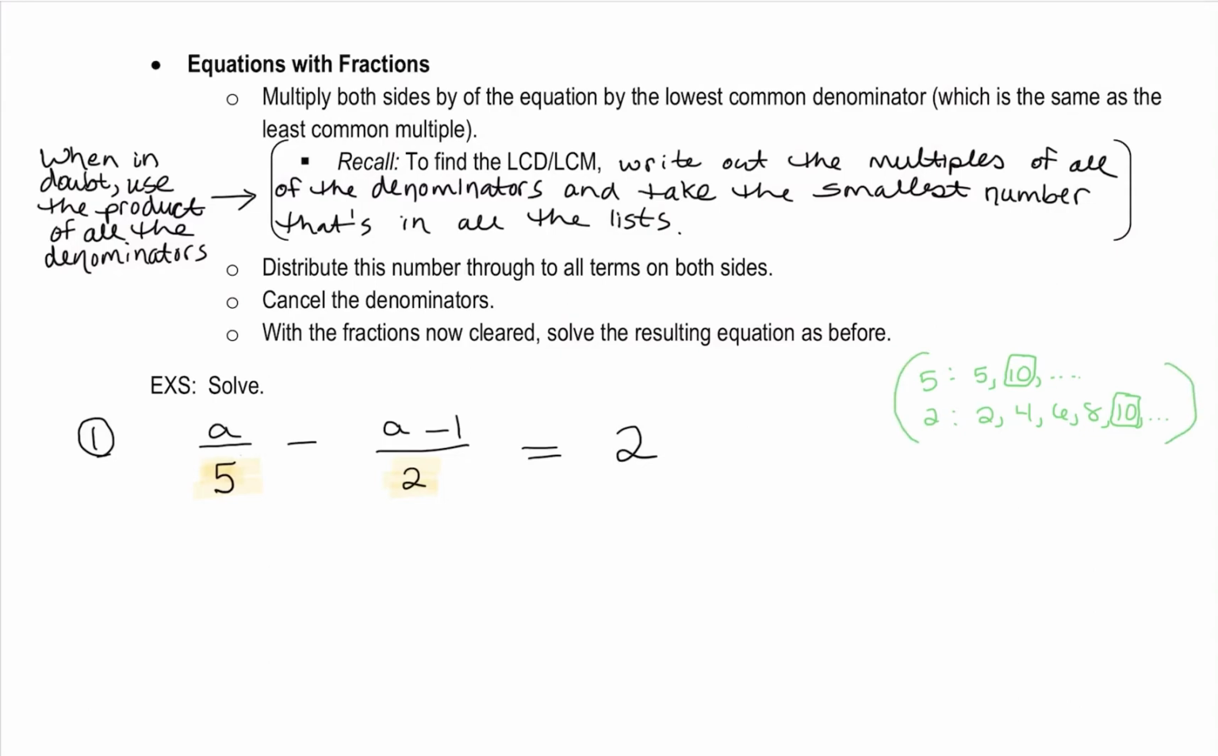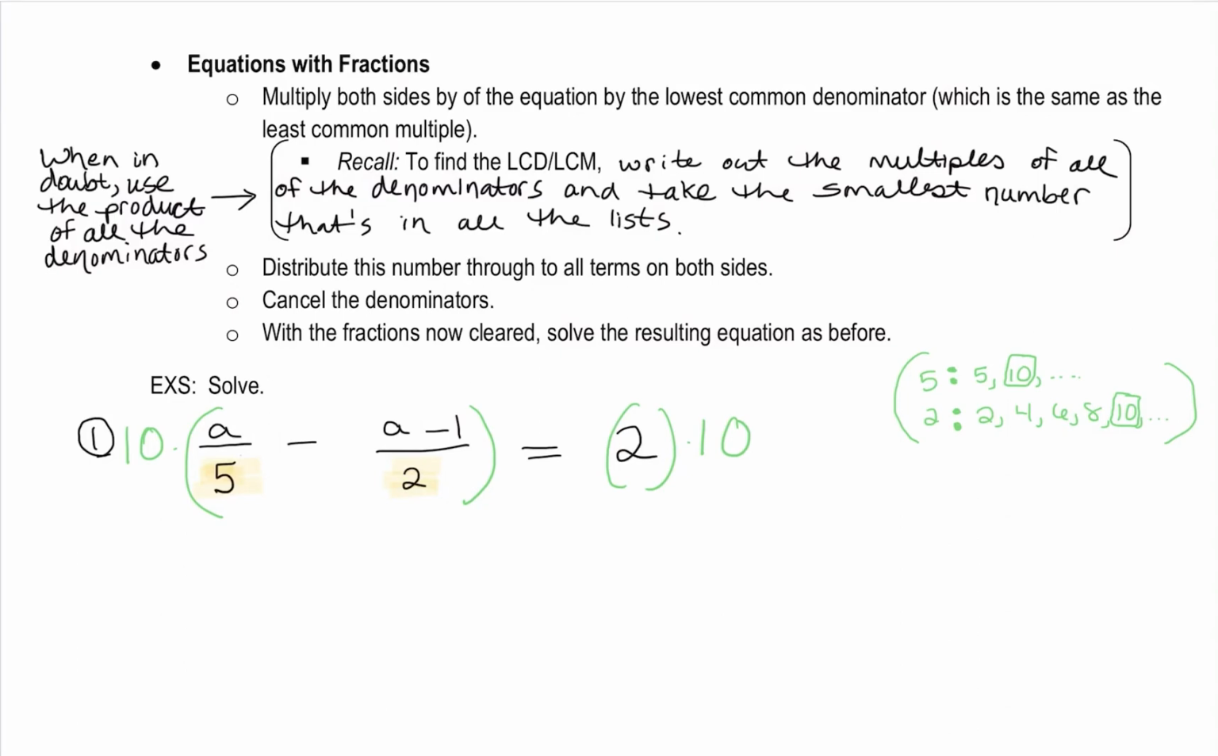When in doubt, 5 times 2, in this case, happens to be the lowest common denominator. That 5 times 2, that product, will always work. It's just sometimes you might have missed something smaller. So when in doubt, take that product. So in this case, the product is perfect. It is the lowest one. So 10. So we're multiplying both sides by that 10.